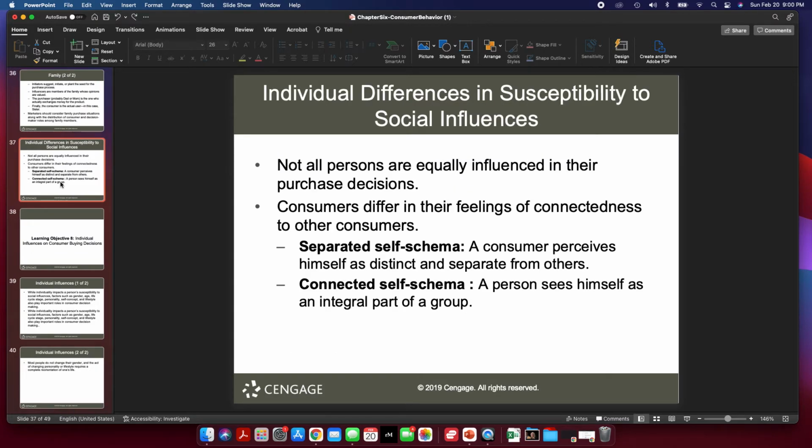Not all persons are equally influenced in purchase decisions. Consumers sometimes differ in their feelings of connectedness to other consumers. Separated self-schema is a consumer who perceives themselves as distinct and separate from others: I'm a trendsetter. I'm not a yes man. I go against the grain. Whereas somebody who wants to feel a part of the group wants to feel connected. They have a connected self-schema. They see themselves as an integral part of the group when they may or may not be.